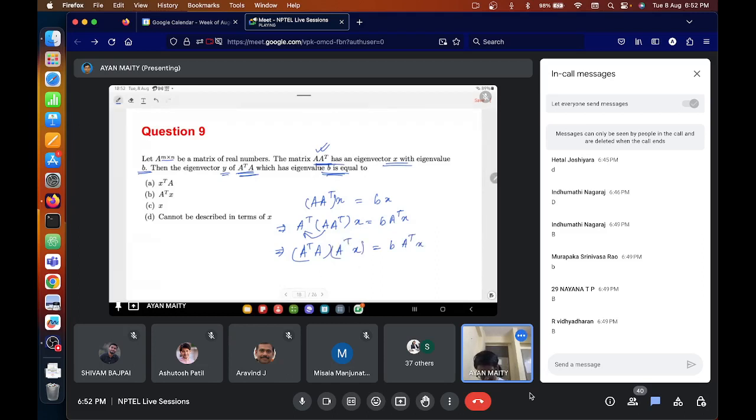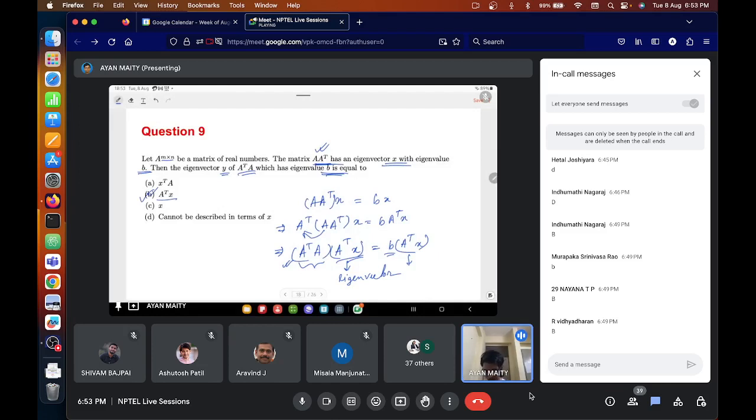You can see that this is the matrix for which we are trying to find the eigenvector, A transpose A, and we have created this matrix in this equation. The vector is appearing on both sides, left hand side and right hand side: A transpose X. So this is the eigenvector of the matrix A transpose A, and the corresponding eigenvalue is B. That means this has to be the eigenvector with eigenvalue B for the matrix A transpose A. So A transpose X is the correct answer.